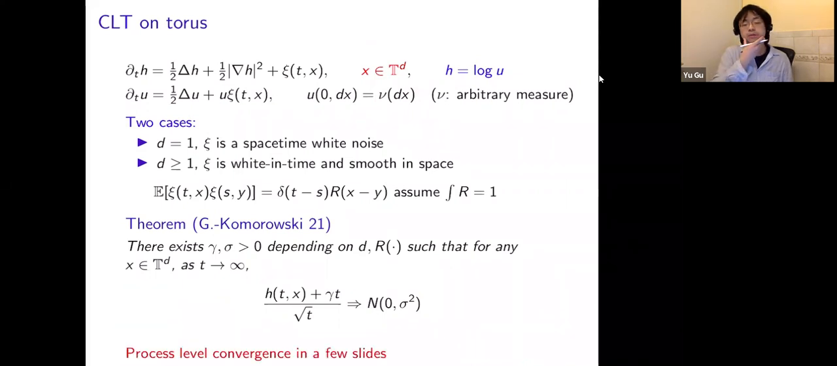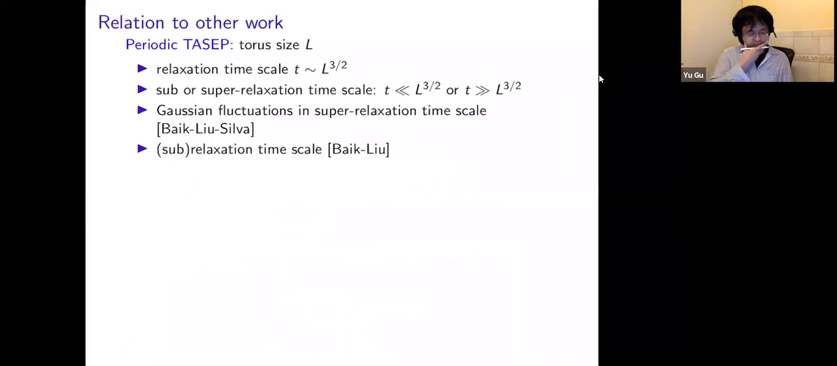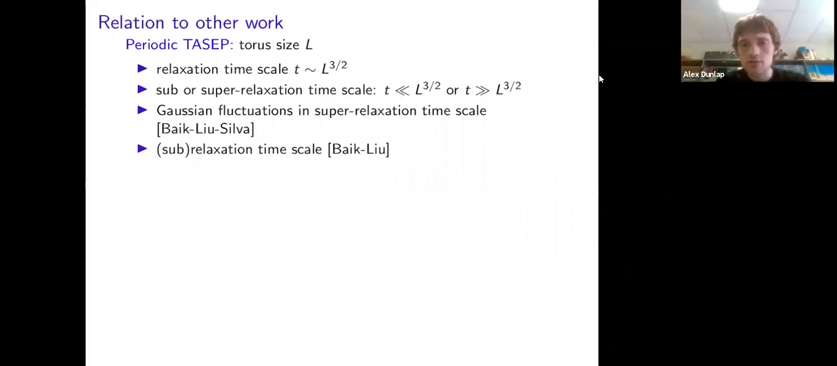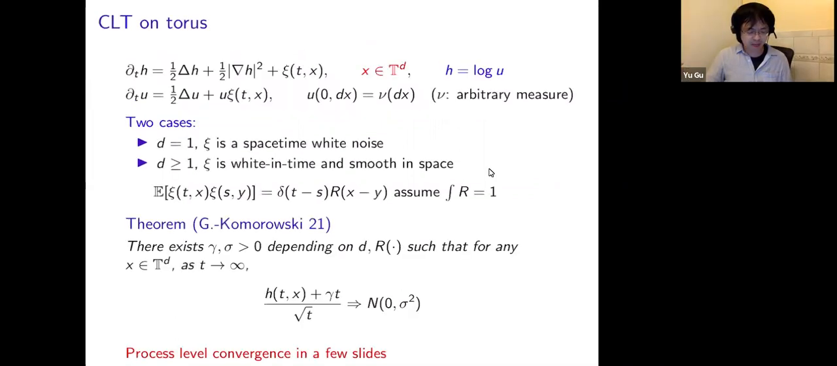I'll talk about the process level convergence in the slides. Before doing that, I'd like to explain the relation to some other works. Sorry, there's one question in the chat from Wenpin. What's the regularity you assume for R? R is smooth. It doesn't matter, actually. In the paper, we assume R is smooth, but it doesn't matter. We are not striving for the most general condition on R, but that's really not important. First, I think we can just assume R is bounded.